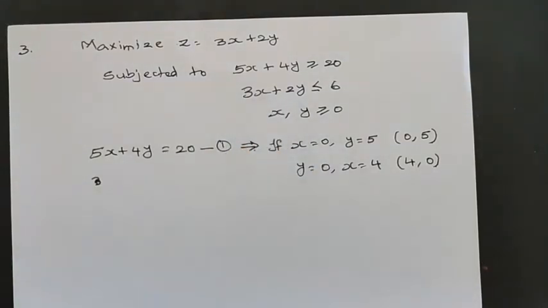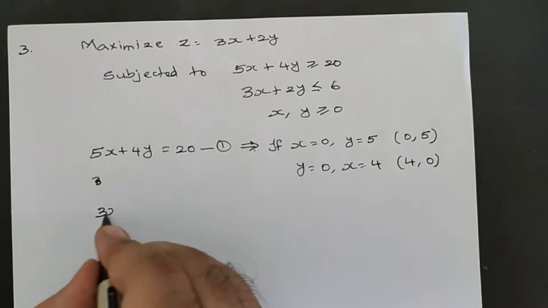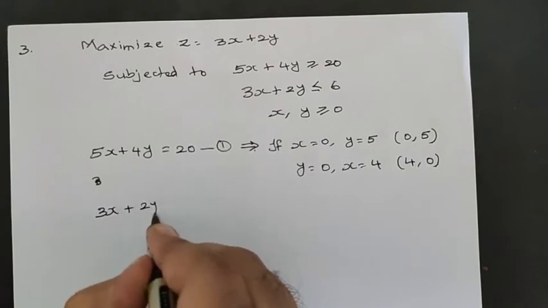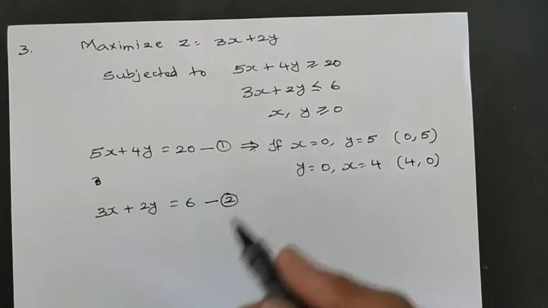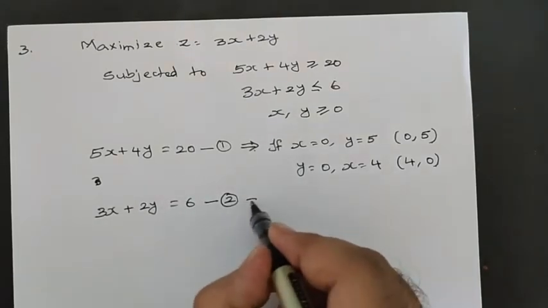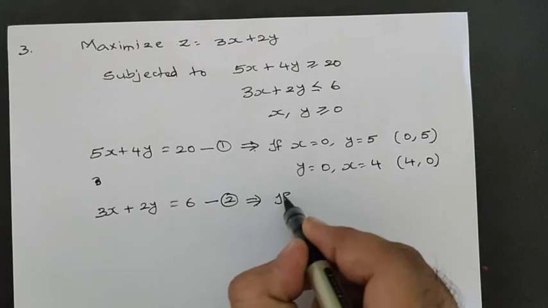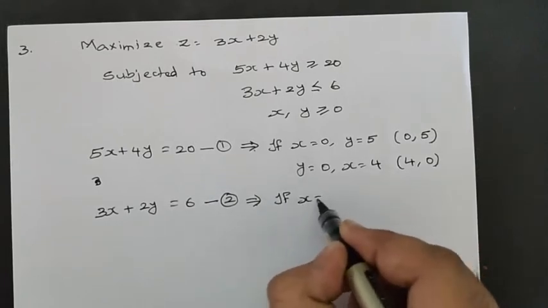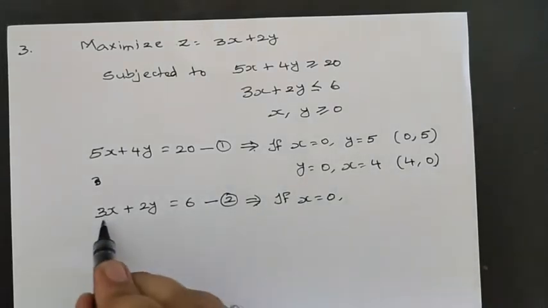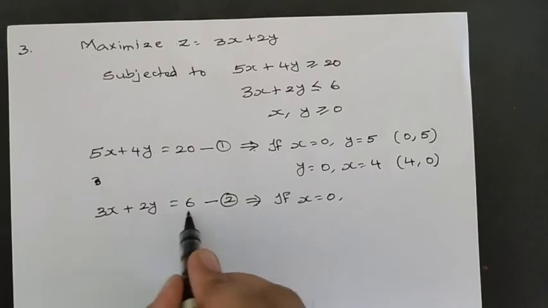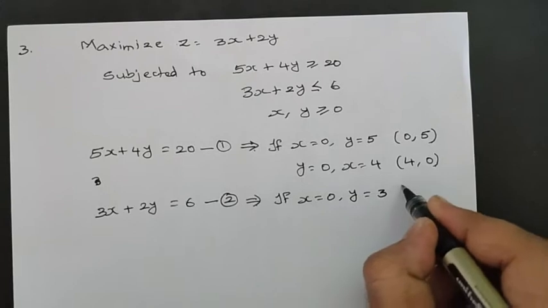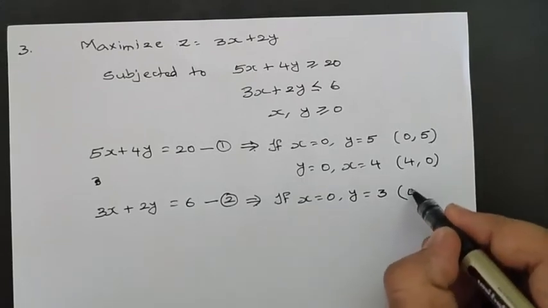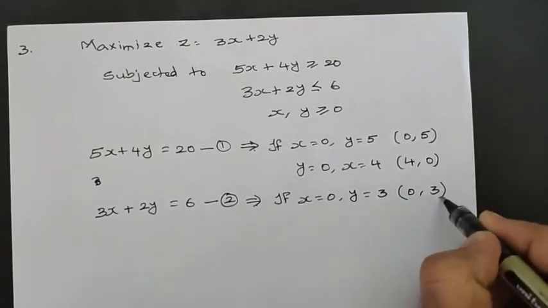So coming to second one, 3x plus 2y is equals to 6. This is equation number 2. So I need the vertices of this equation. So how to find? If x is equals to 0, if x is 0 means 3x is 0, then 2y is equals to 6. So y is equals to 3. So if you write that as vertices, x is 0, y is 3.